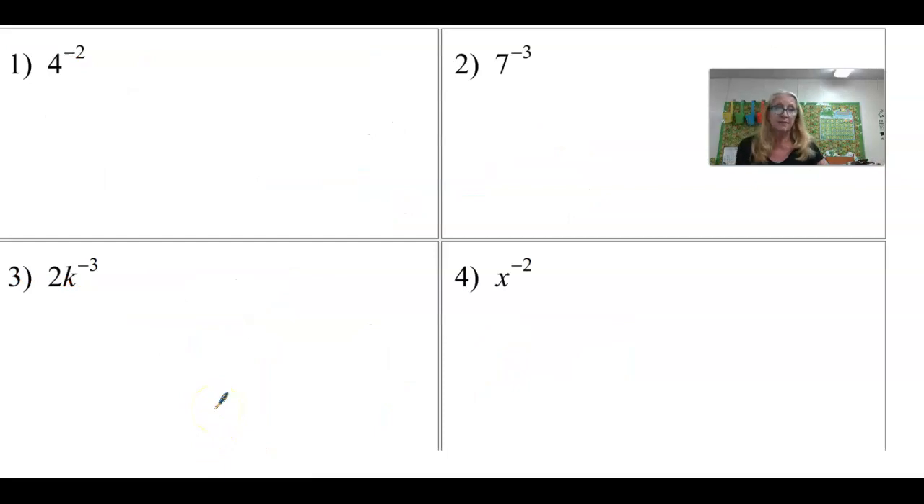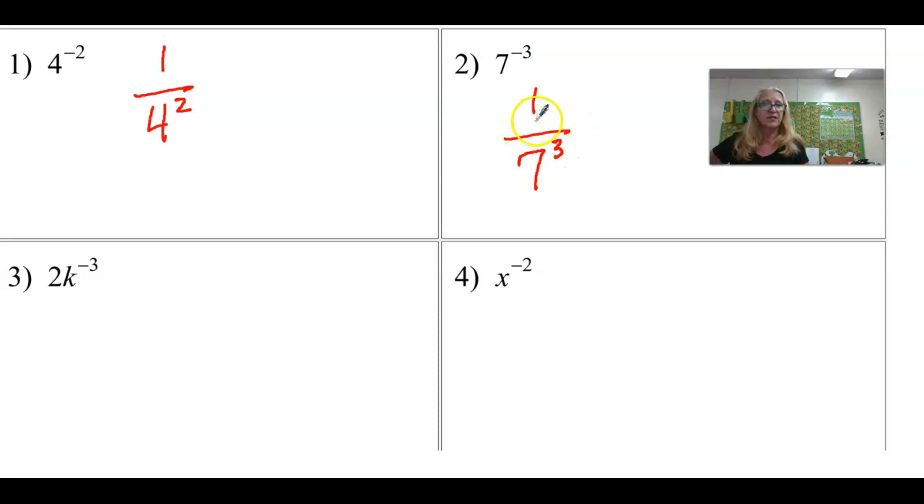Here I have several examples that I'm going to do just to show you. The directions on this is to write it with a positive exponent. Simplify and write with a positive exponent. This will be 1 over 4 to the 2nd power. This will be 1 over 7 to the 3rd power. Just move it to the bottom of a fraction, stick a 1 over it.